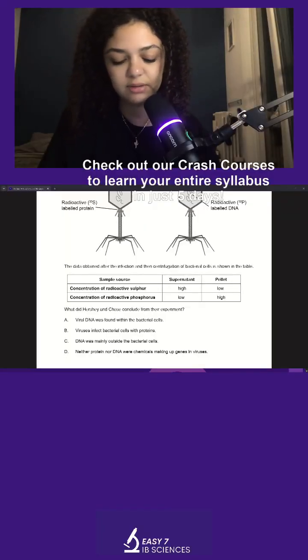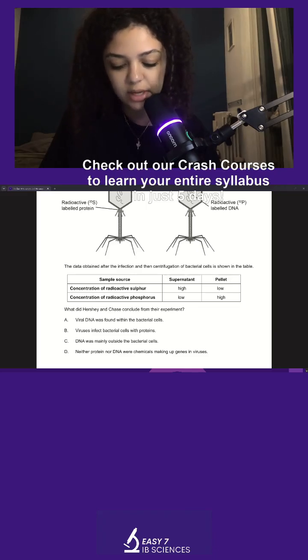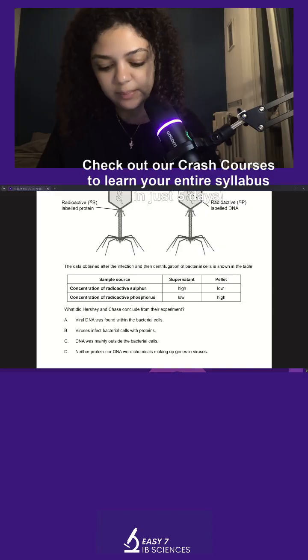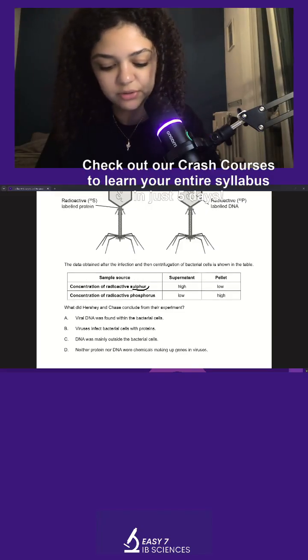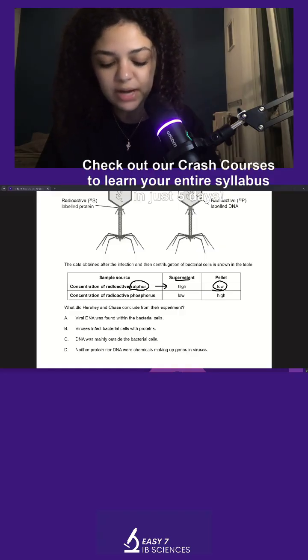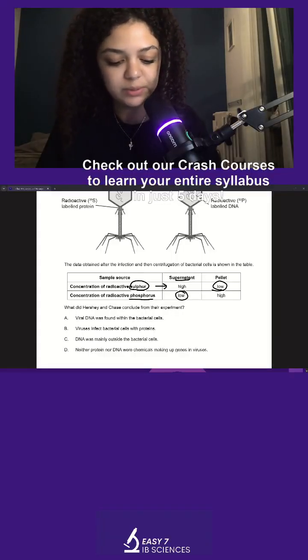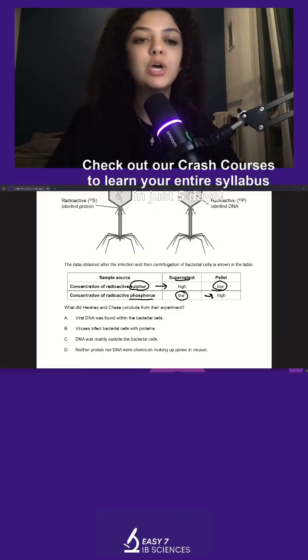This is the data obtained after the infection and then the centrifugation of bacterial cells shown in the table. What did Hershey and Chase conclude from their experiment? And we see in the experiment that the concentration of radioactive sulfur was quite high in the supernatant, but low in the pellet. And the concentration of radioactive phosphorus was low in the supernatant and high in the pellet.